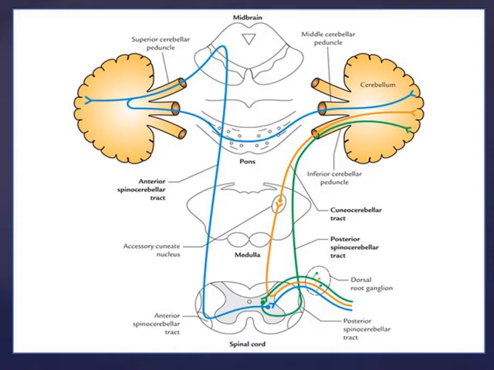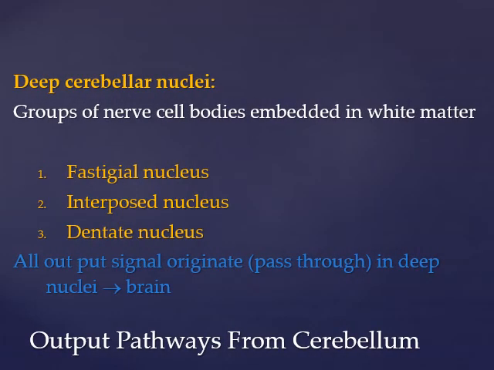So these are the spinocerebellar tracts. You must know them. You must know the levels. You must know the first, second, and third order neuron. I hope things are clear in this.